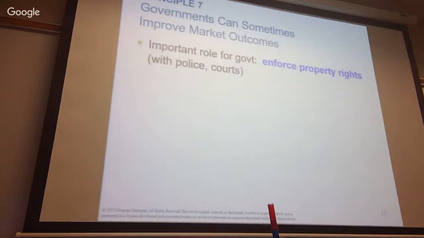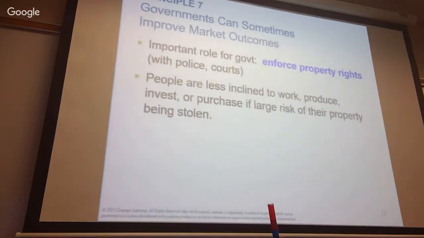Number 7, government can sometimes improve market outcomes. Not always, but sometimes. The market sometimes is not efficient. Now we have something called market failure. A market by itself cannot reach a good outcome, and we call that market failure. Let me give you an example, guys. Suppose I like to eat cheese, and I pay for my own cheese. Would that be your problem? No, right? I pay for my own cheese.